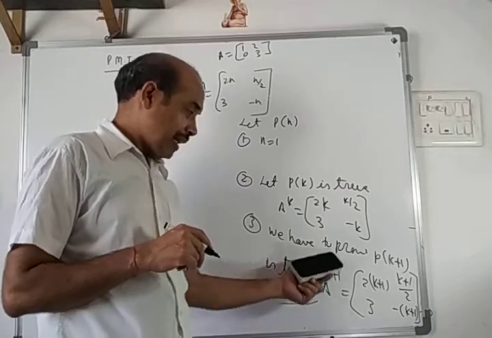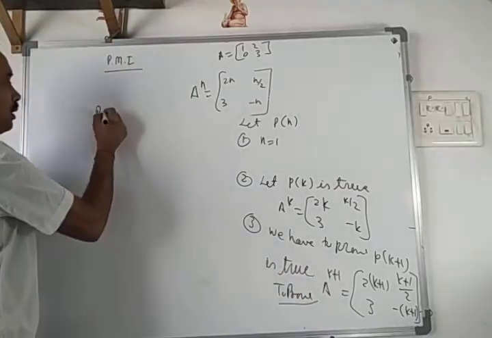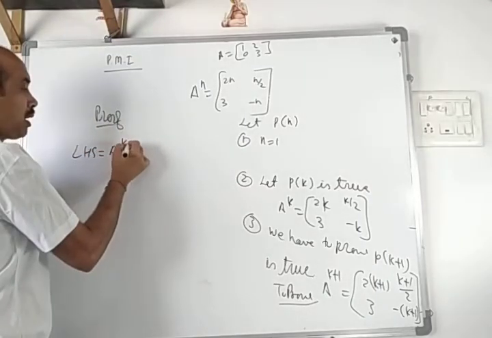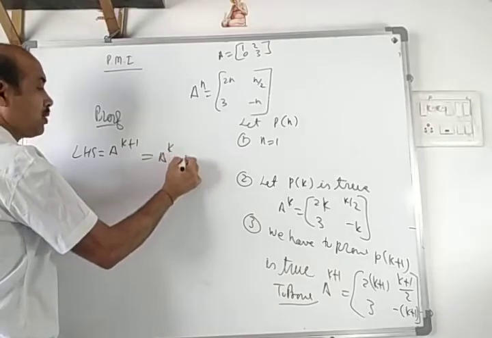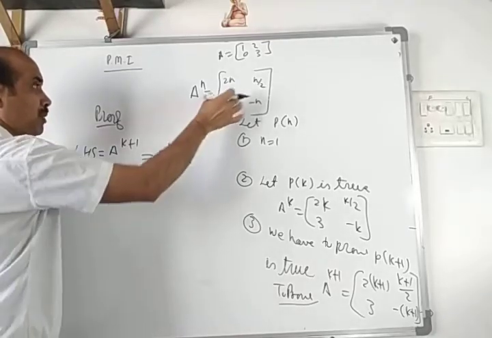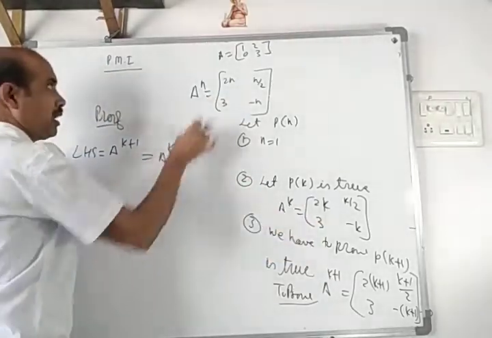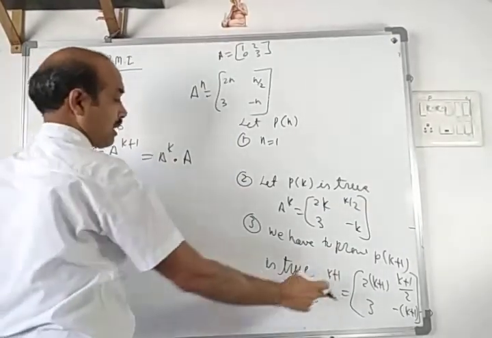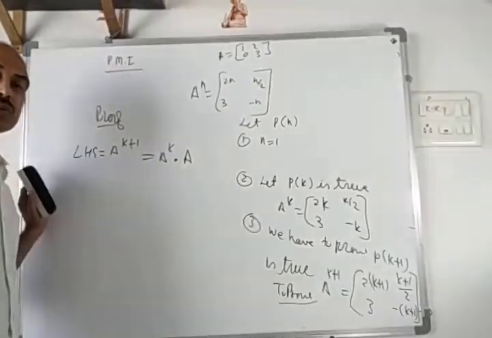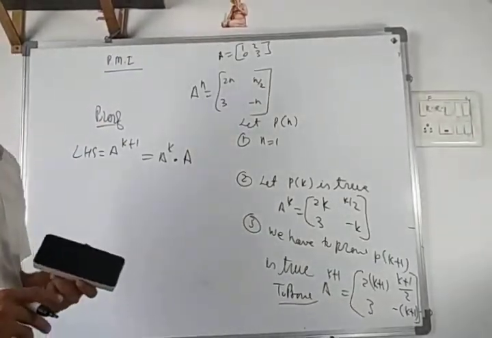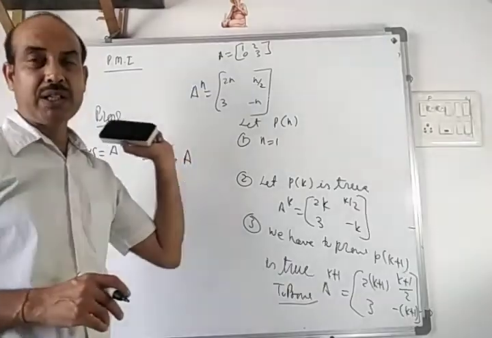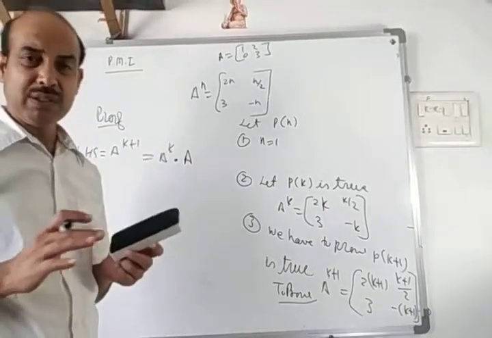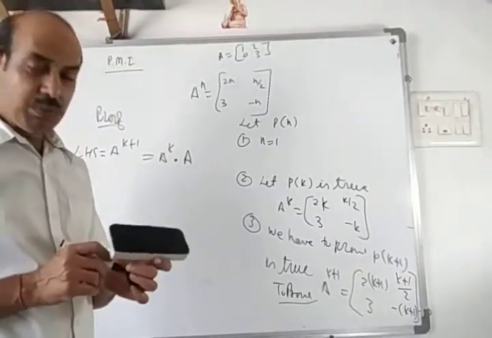For that, you take the left hand side. LHS will be taken, A to the power k plus 1 will be split as A to the power k into A, and put in the value of A to the power k. The A will be given in the question, and multiply both of the matrices, you will get the required result. So this is about the application of mathematical induction.